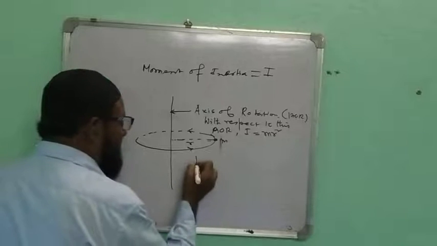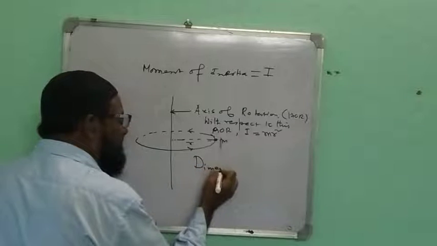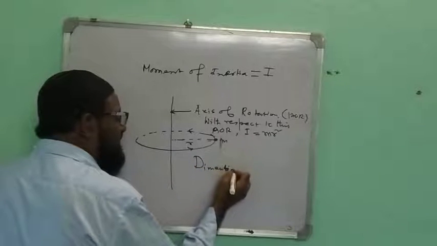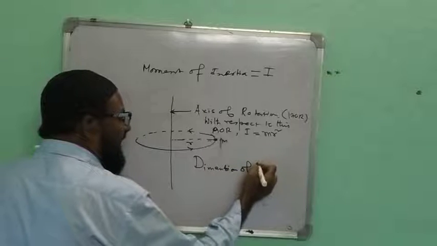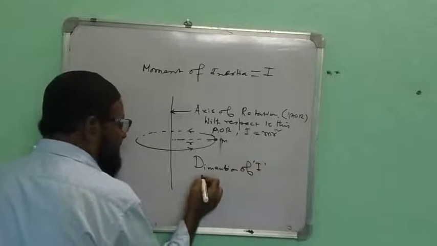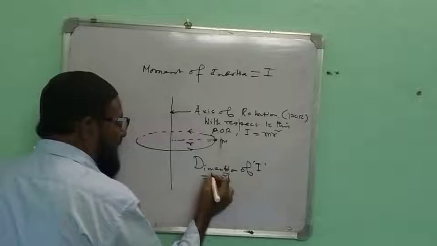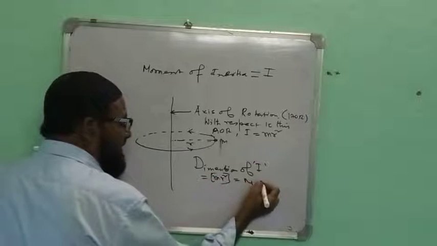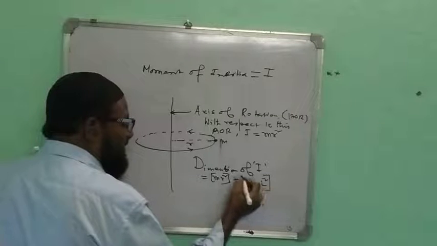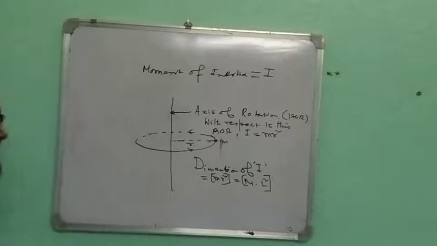What is the dimension? Dimension of I, this is the question. That equal to mr square. What is M? Capital M. What is R square? L square. What is the answer? ML square.